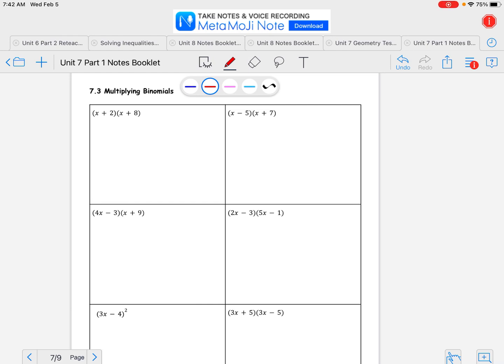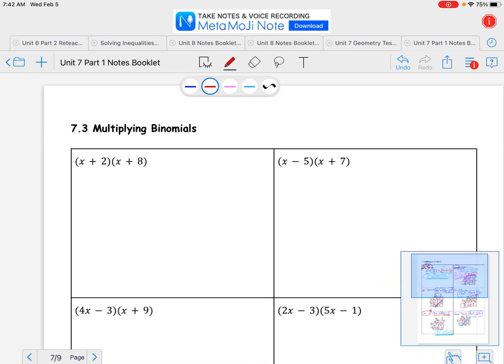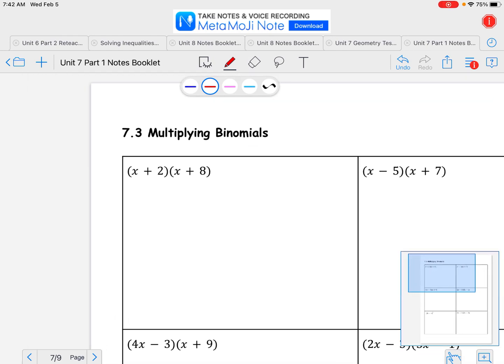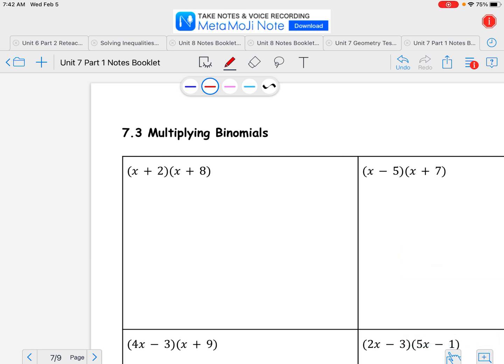Today we're still in Unit 7, where in 7.3 we're going to multiply binomials. So I have two terms, that makes a binomial, times two terms. That's a binomial times a binomial. So it's kind of like doing double distribution. Everything in this parentheses has to be multiplied by everything in the second parentheses.